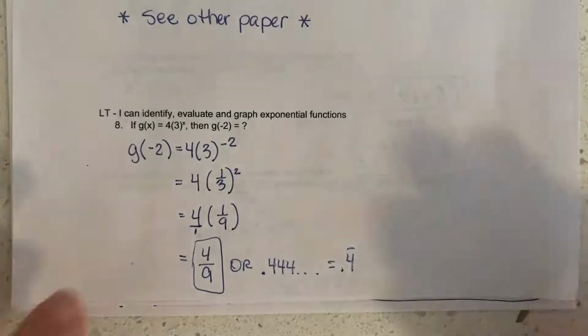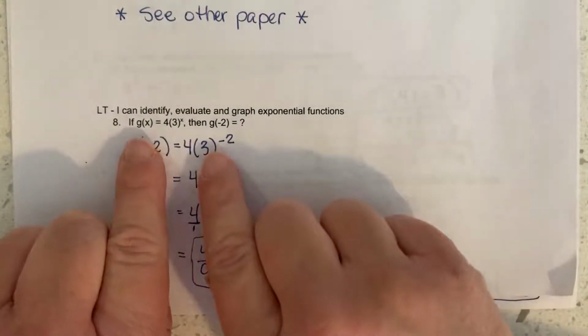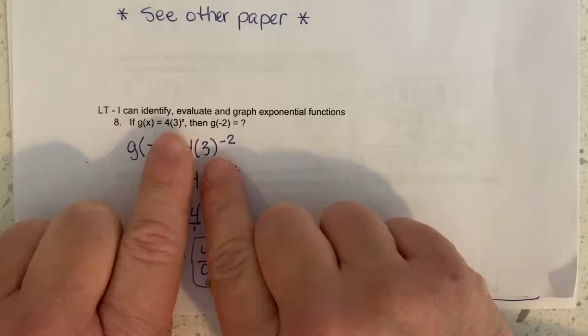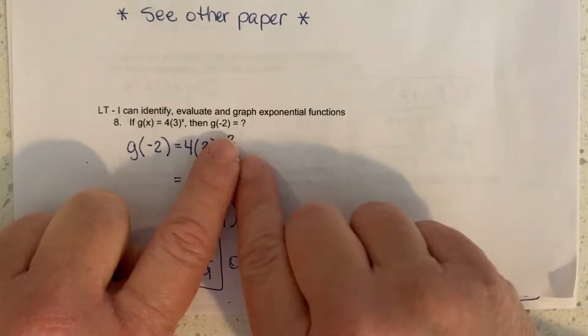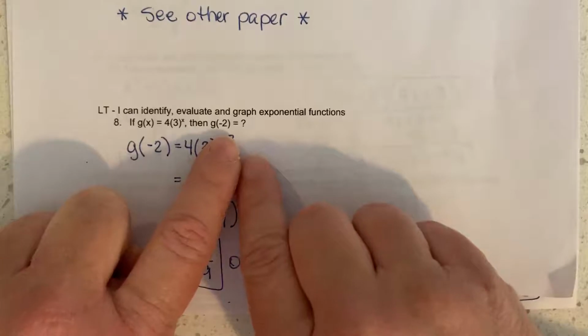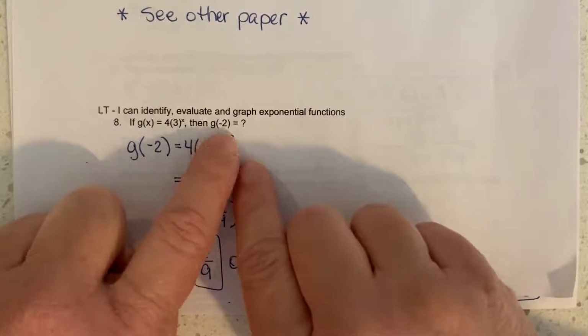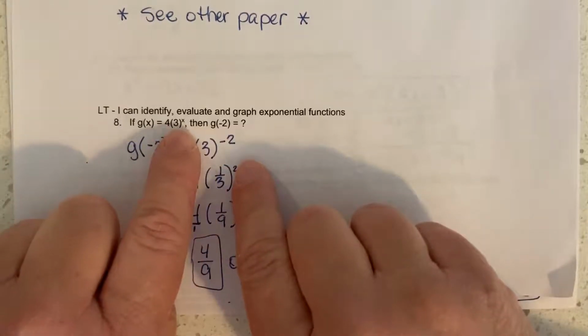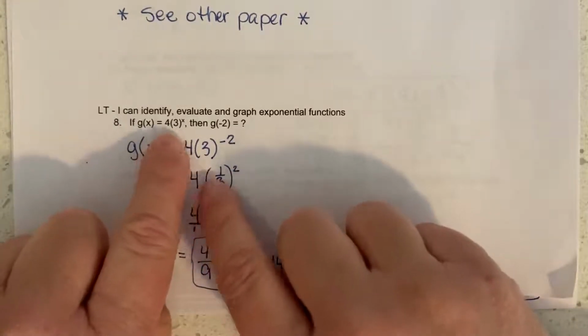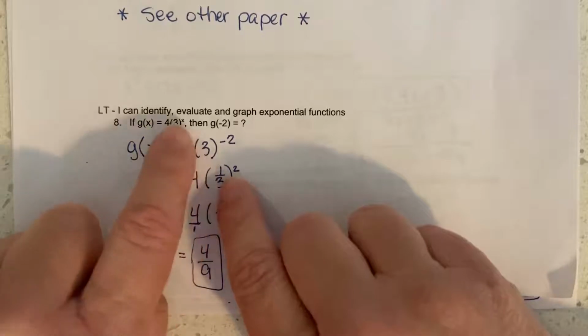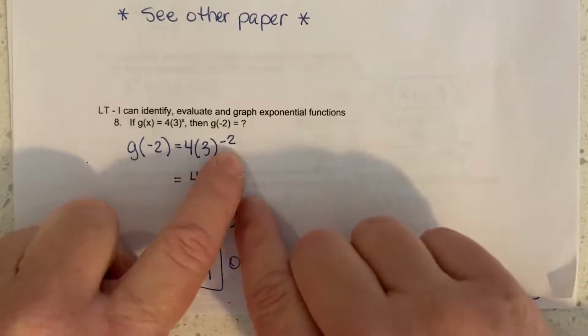So for number 8, what we're doing here is they're saying if g of x is 4 times 3 to the x, then what is g of negative 2? So remember, all you do is you're putting negative 2 where the x is. So we want g of negative 2, so we're going to do 4 times 3, and then instead of x, it's to the negative 2.